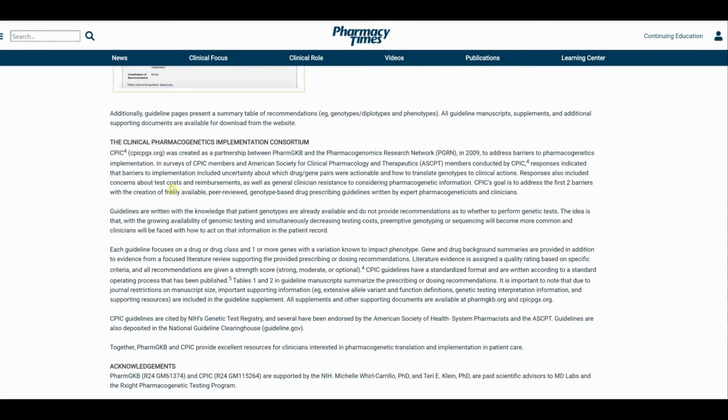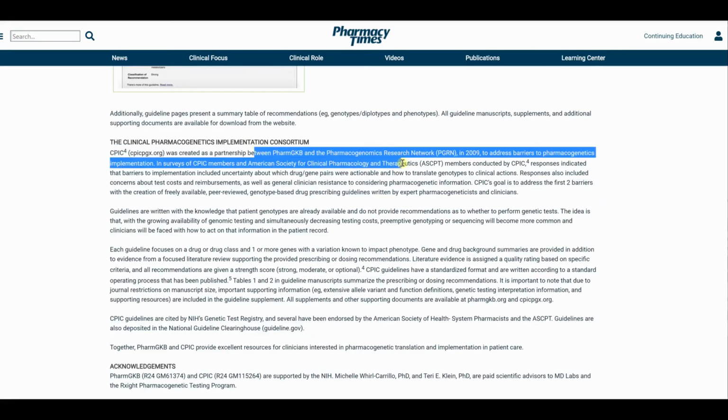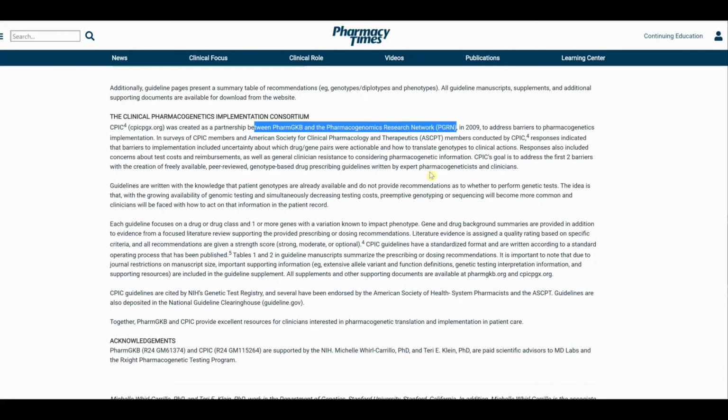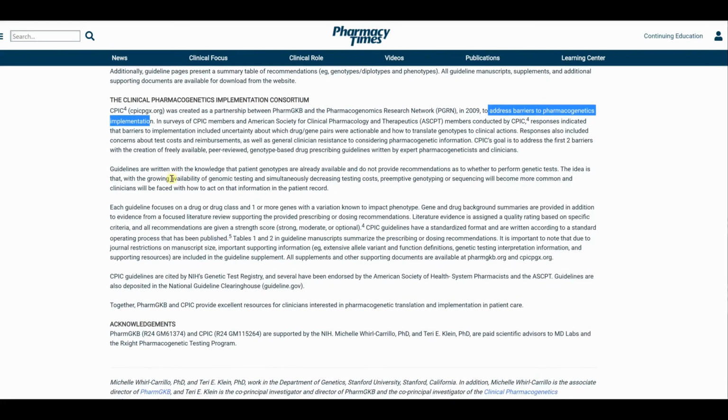So piggybacking off that, the second website that's really useful is the Clinical Pharmacogenetics Implementation Consortium itself. CPIC for short. There it is. Essentially it's a partnership between PharmGKB and the Pharmacogenomics Research Network. And basically its purpose is to address barriers for pharmacogenetic implementation.